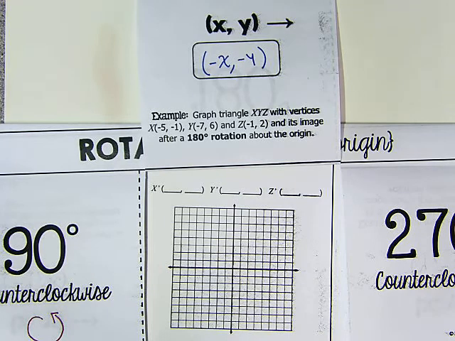In this case, all that's happening is that we're changing the sign. So whatever it is, we're making it opposite of that. If it's negative, it becomes positive. If it's positive, it becomes negative. So let's go ahead and graph our triangle.